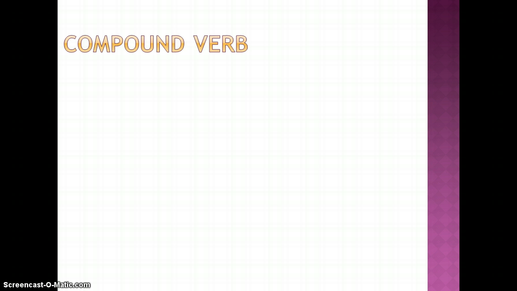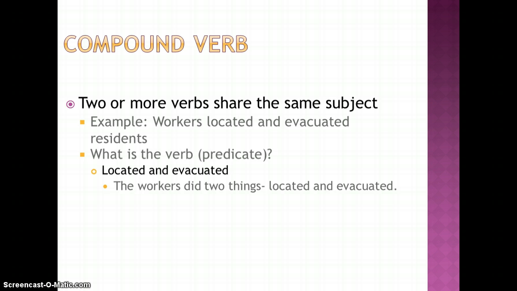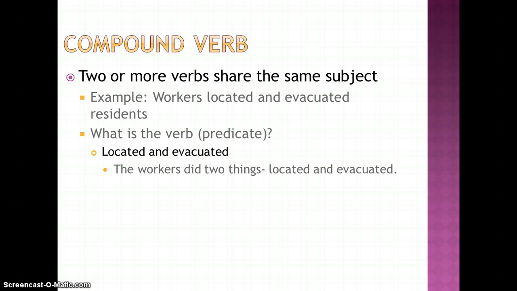What would a compound verb be? Basically the same thing, only it's 2 or more verbs sharing one subject. So our example, workers located and evacuated residents. So what is the verb or the predicate? What did the workers do? They located and they evacuated. The workers did 2 things.